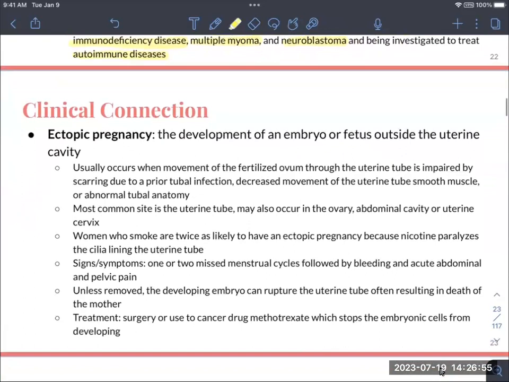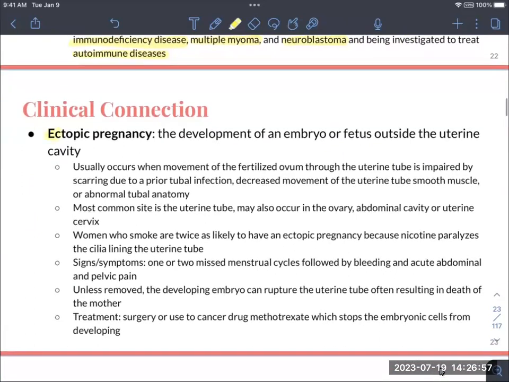An ectopic pregnancy. This is where that embryo or fetus is growing outside of the uterine cavity. So when that secondary oocyte gets released, it does not get caught up into those uterine tubes. It falls into that pelvic cavity. It could be because of scarring. Those uterine tubes, that smooth muscle just doesn't move, or you could have abnormal tubal anatomy that can cause this.